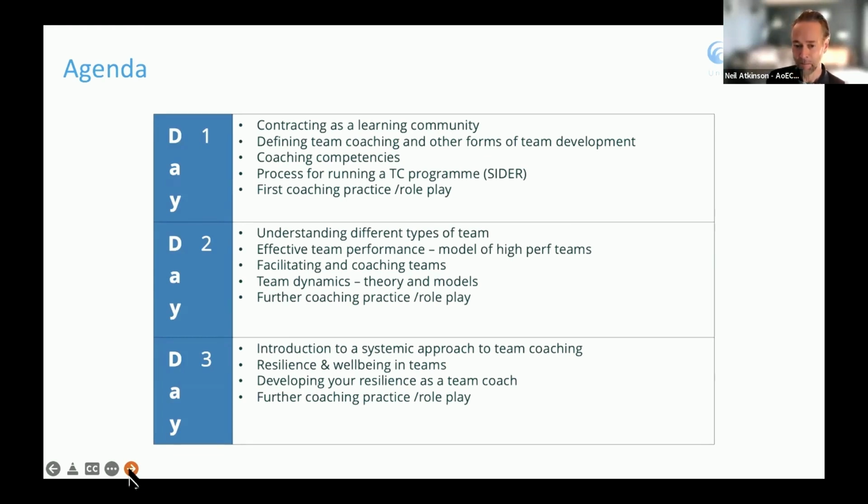We look at that process for structuring, and we get into our first role play on day 1. Then we're looking at different types of teams and high-performing teams on day 2, as well as spending the afternoon looking at team dynamics and the differences between facilitation and coaching. And then on day 3, we do a quick but quite deep dive into systems thinking and how that relates to teams, and then well-being and resilience in the afternoon, all with the practical elements and the role play to bring each piece to life before we move on to the next competency.